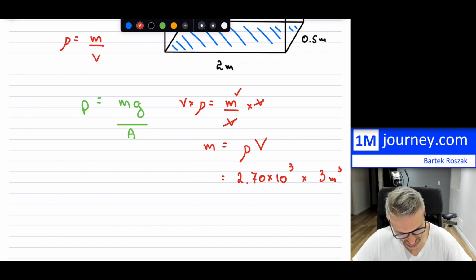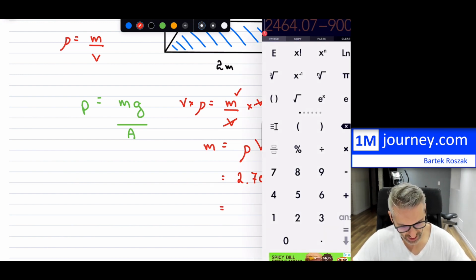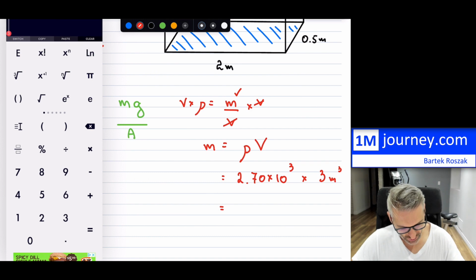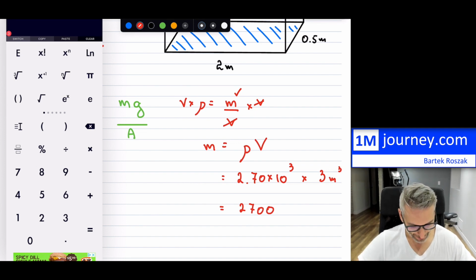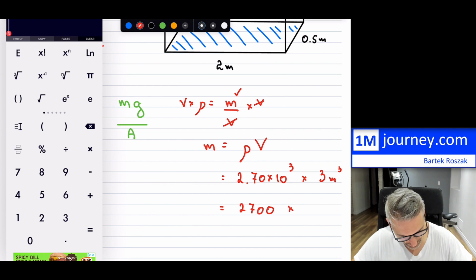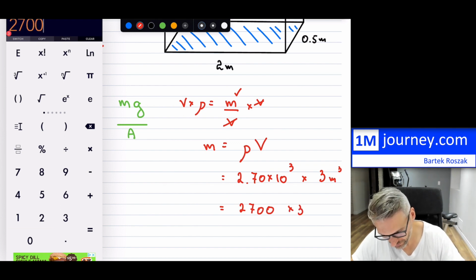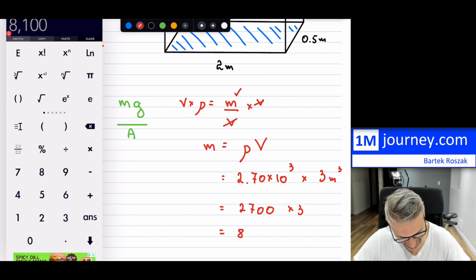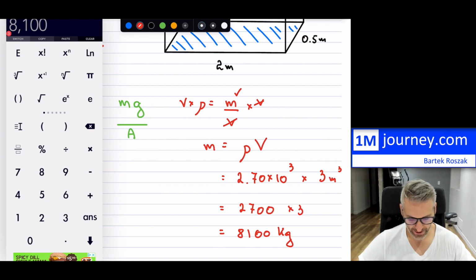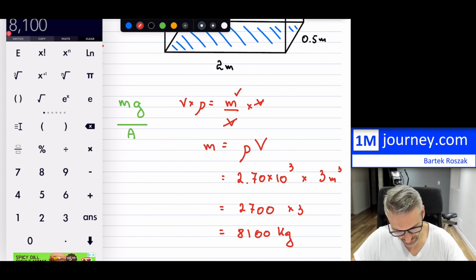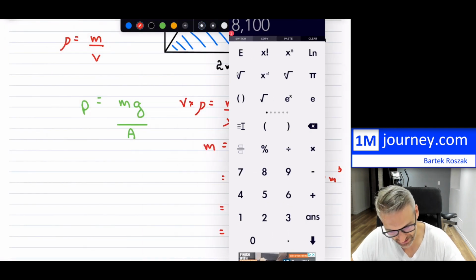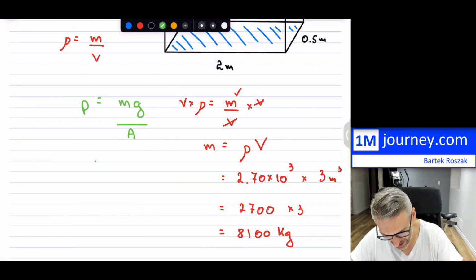So once I have this, I can find out what the mass is. So the mass of this entire thing, okay, you can certainly change this. So 2, 7, 0, 0, if I get rid of the scientific notation there, times 3. I can put that in here, and I'm going to get quite a bit of mass there. So 8,100, this would have been kilograms. And once I have this, of course, I can just substitute it back in and start to calculate my pressure. So my mass, check, I have that.